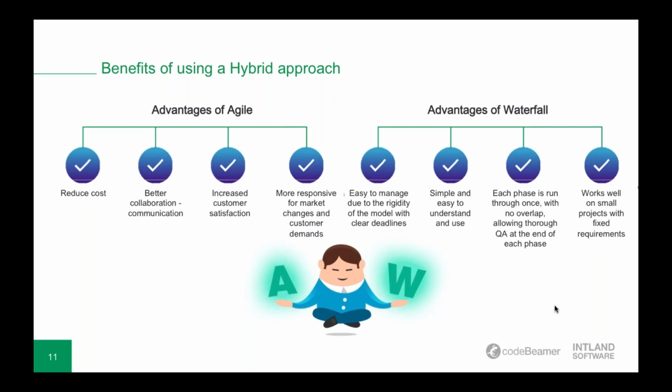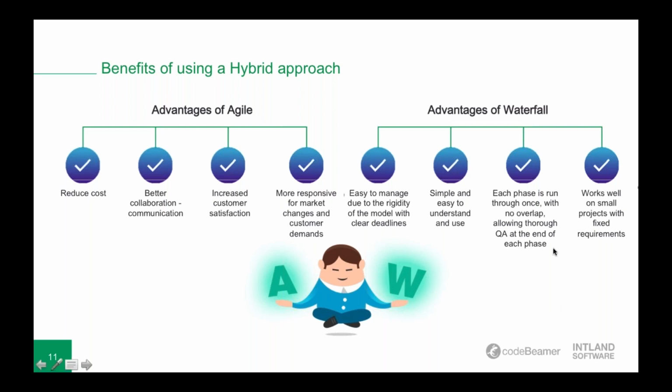Okay, and then the advantages of Waterfall, on the other hand, are what you see here: easy to manage due to the rigidity of the model with clear deadlines. So if you define everything at the beginning, everything is much more clear, but it can be a con as well, not just a pro. And simple and easy to understand and use. The process is predefined. Everybody knows what they need to follow. And each phase is run through once with no overlap, so it allows for thorough QA at the end of each phase for the V model, and it works well on small projects with fixed requirements.